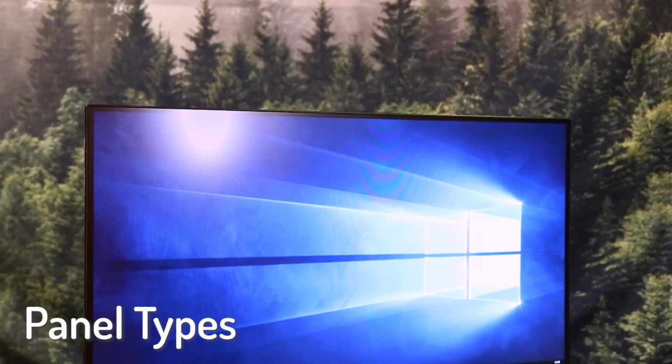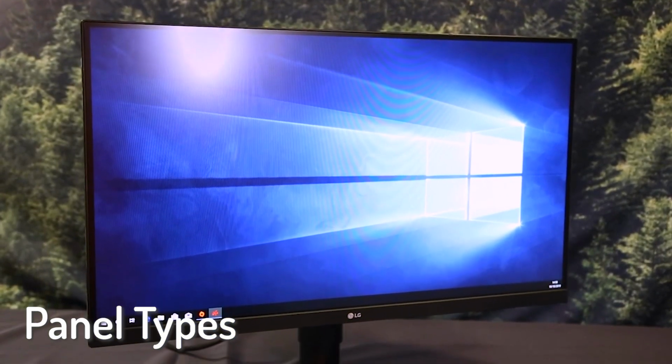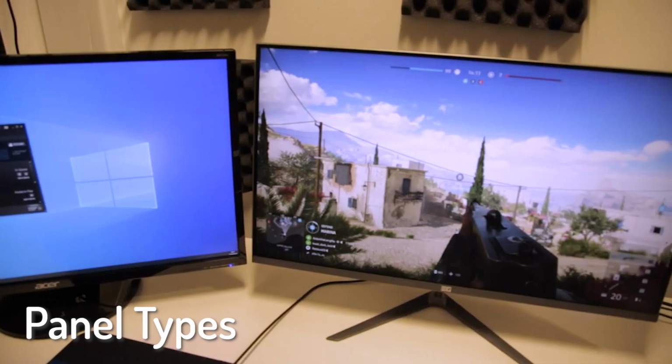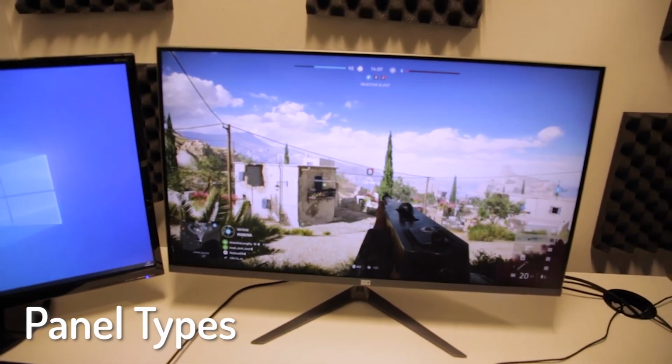So panel technologies are one of the other common features you will see on product listings. The most common panel types for gaming monitors are TN, IPS and VA. TN panels tend to be the fastest, but they do lack in color accuracy and viewing angles.